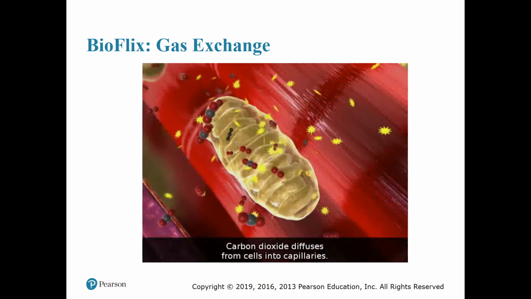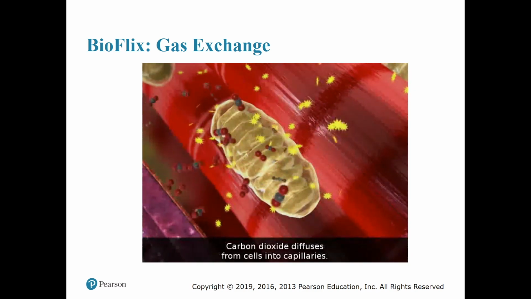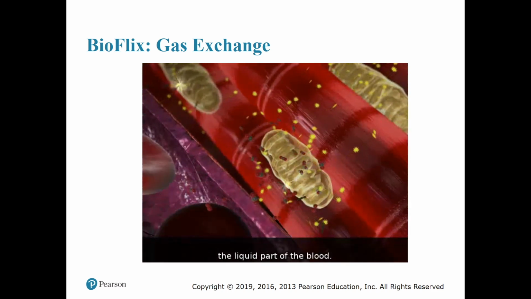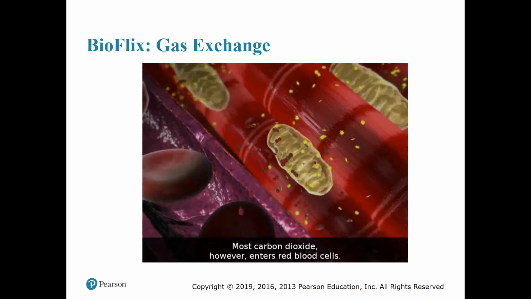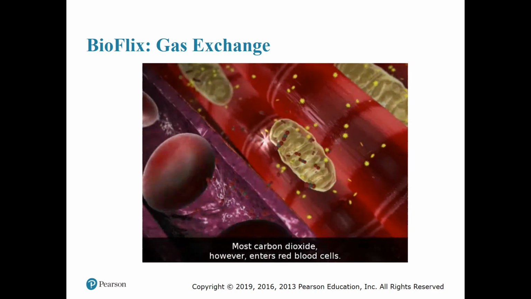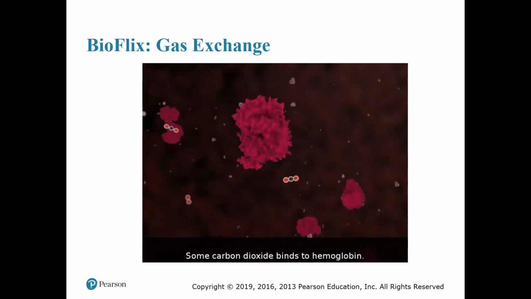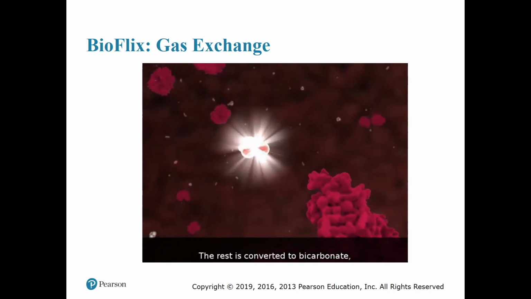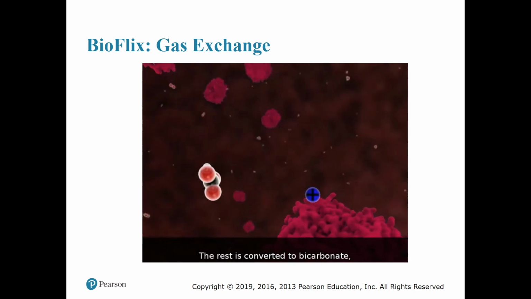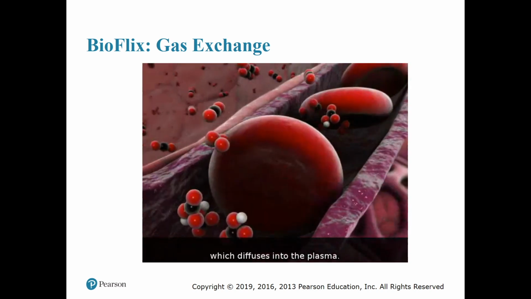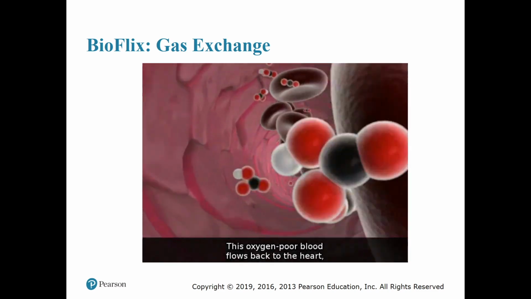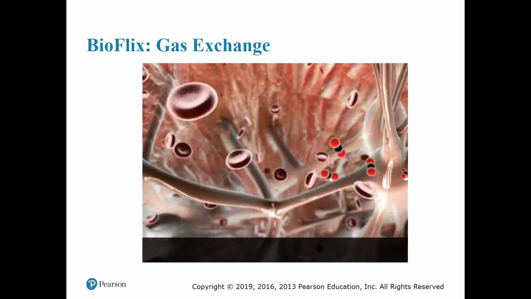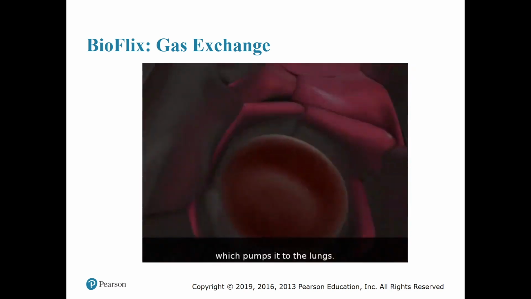Carbon dioxide diffuses from cells into capillaries. Some carbon dioxide stays in the plasma, the liquid part of the blood. Most carbon dioxide, however, enters red blood cells. Some carbon dioxide binds to hemoglobin. The rest is converted to bicarbonate, which diffuses into the plasma. This oxygen-poor blood flows back to the heart, which pumps it to the lungs.